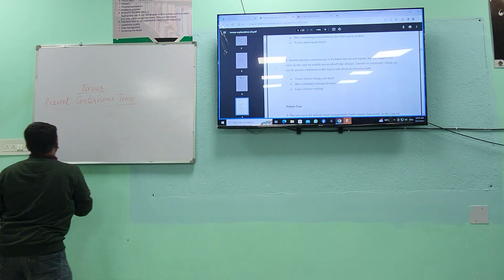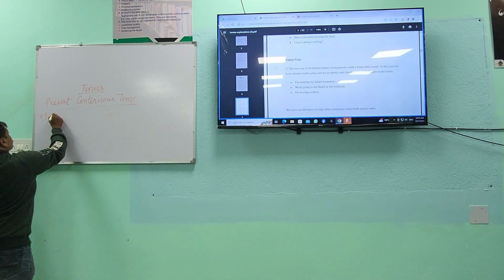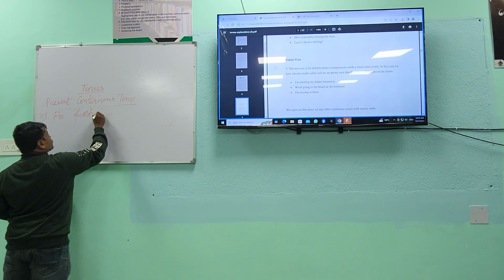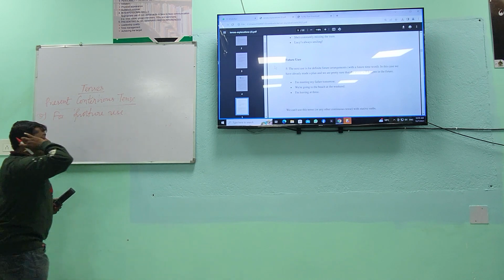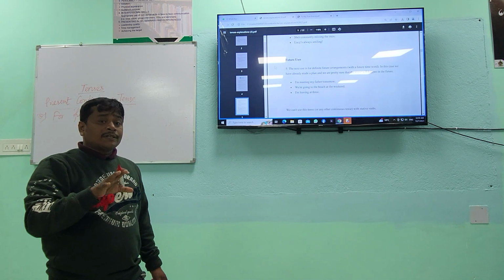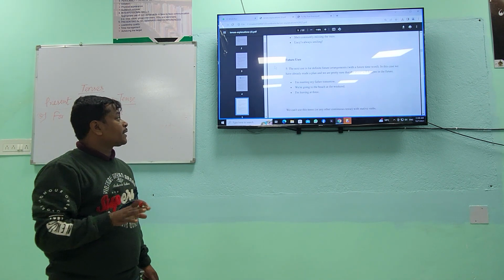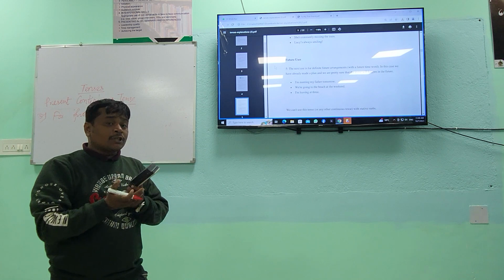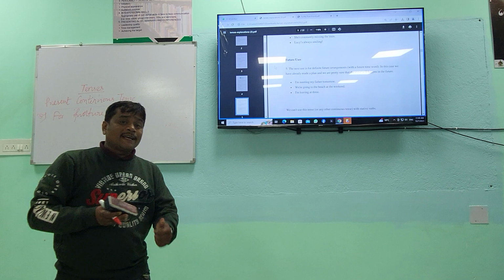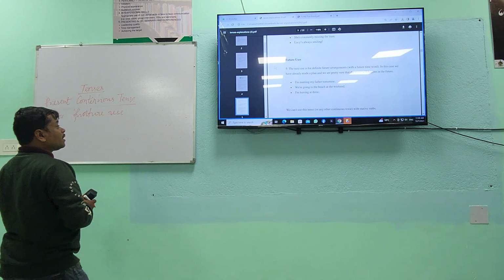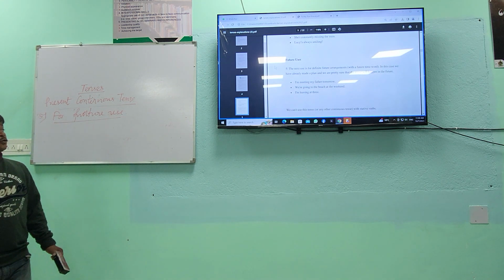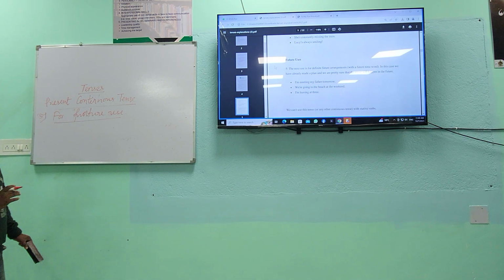Use number 5 is important. For future use, you may ask, sir, we were using present simple tense for future, so why continuous? Yes, there is a difference. In present simple tense, that is official planning for future. But when we are using present continuous for future, it is personal planning. When there is personal planning for future, we use present continuous tense.